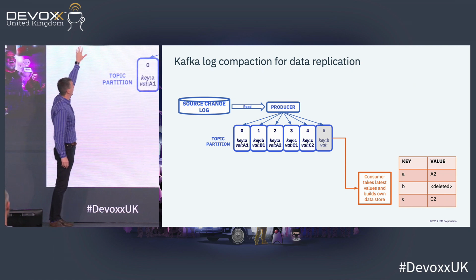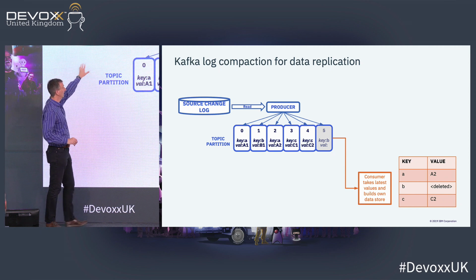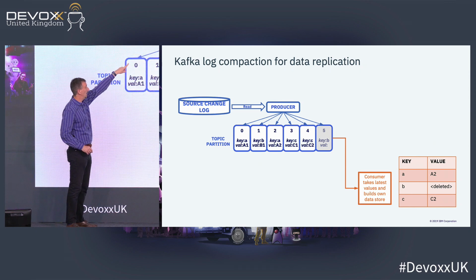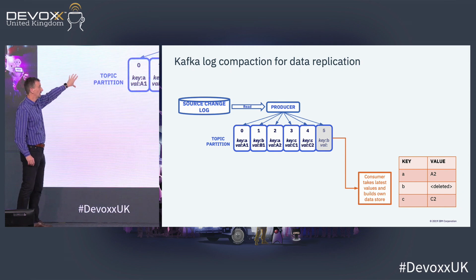So we've got what I've called here a source change log. This could be the recovery log from a relational database, or some of the other stores actually have ways of publishing out changes when they get made. And they're read by a messaging producer application. So this is an application producing events onto the event backbone. And then it publishes the events onto the backbone.